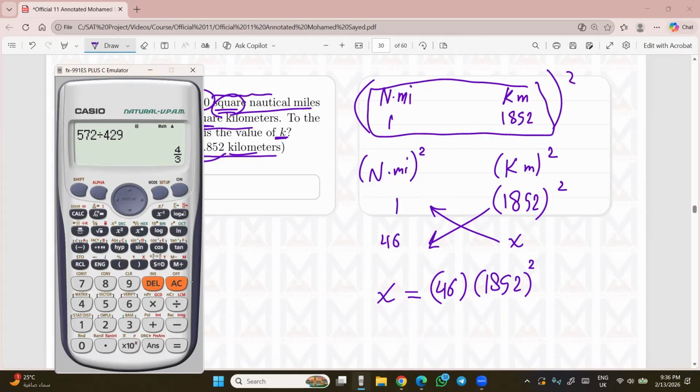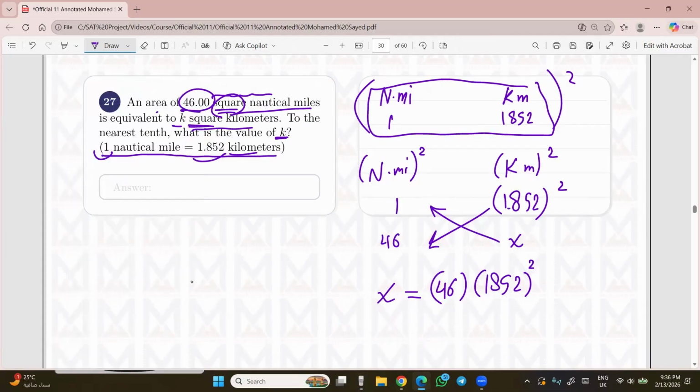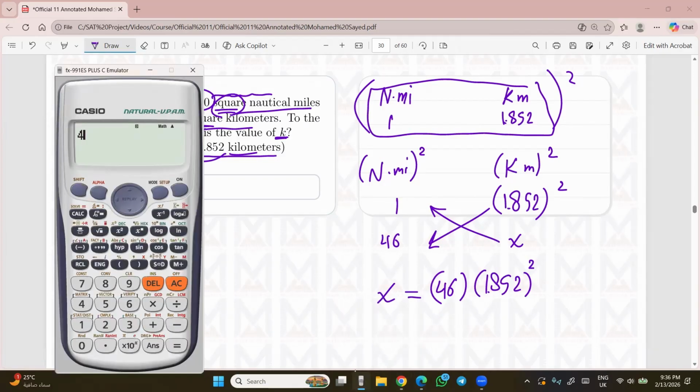Wait, this is 1 point. Of course, this is 1 point, 1.852. There's a point here. Sorry for this misunderstanding, because otherwise we get a very, very big number. So now we can use the calculator and write 46 times 1.852 and write the square sign like this and get equal. And we get this number.